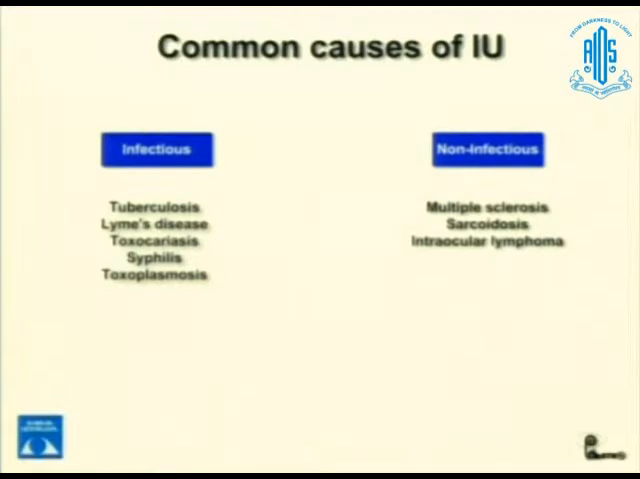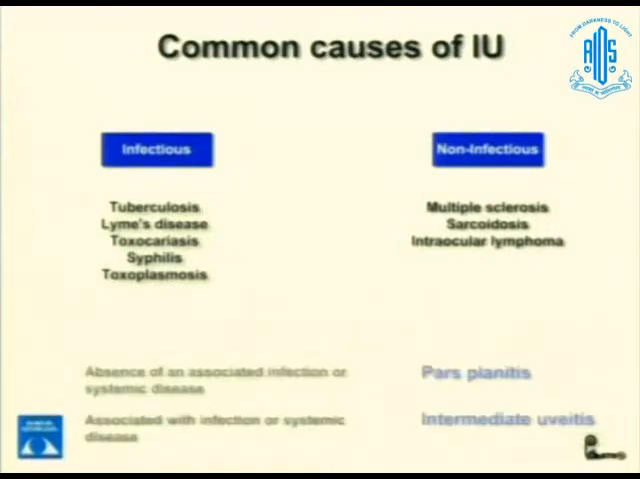So now, for the common causes of uveitis in the exam, you should enumerate these causes as infectious and non-infectious causes. It starts with tuberculosis, which is most common in India. Then it can be because of multiple sclerosis, sarcoidosis, intraocular lymphoma, etc. Now, the SUN classification has given a clear guideline on when to call this anatomical intermediate uveitis pars planitis. In the absence of any associated infection or systemic disease, we call it pars planitis, and if there is an associated infection or some systemic disease, then we call it intermediate uveitis.